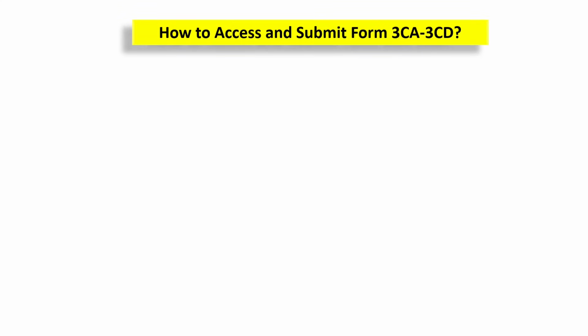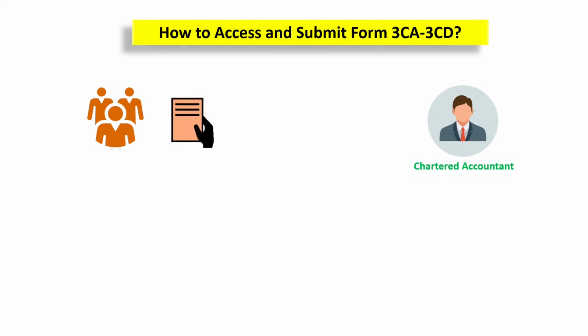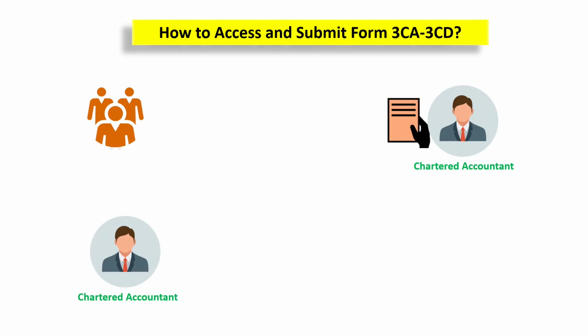Let us now look at how we access and submit Form 3CA, 3CD on the e-filing portal. In order to submit the form, the taxpayer has to first assign the form to the chartered accountant and thereafter accept the submitted form through the online mode. The chartered accountant is required to fill the form through the offline utility only. You may refer to the video on offline utility to learn more.